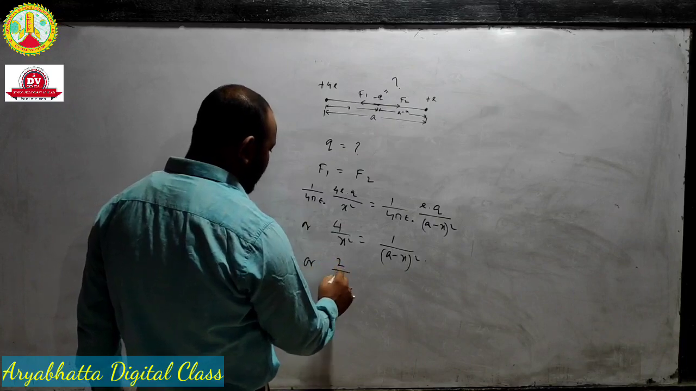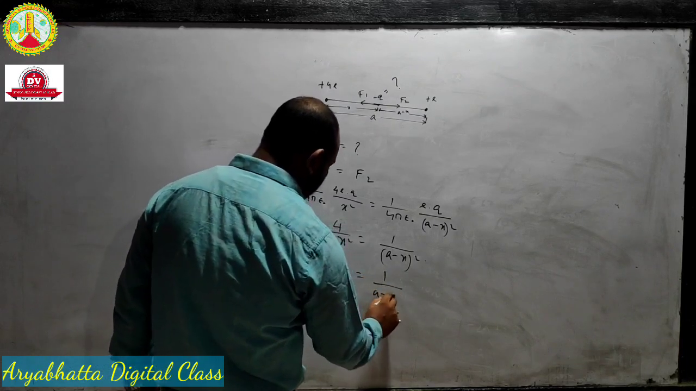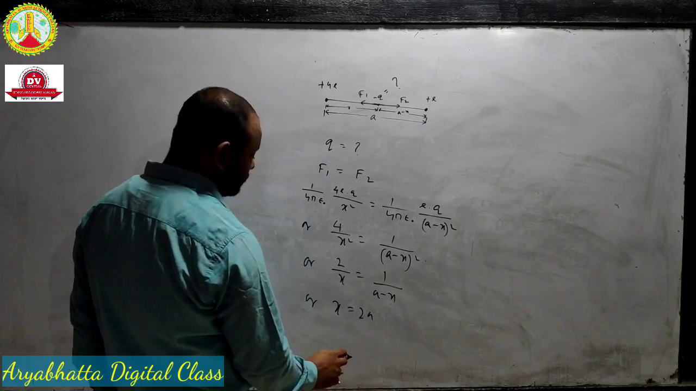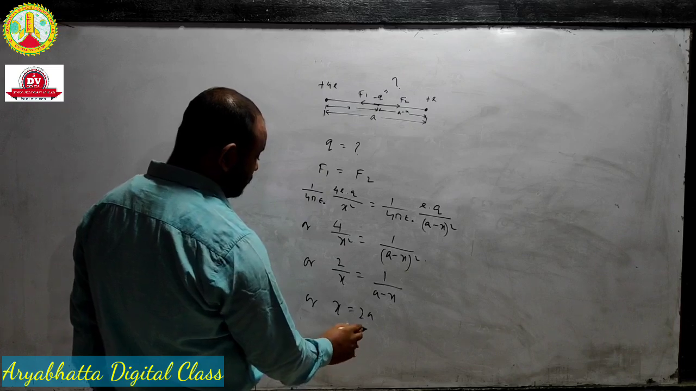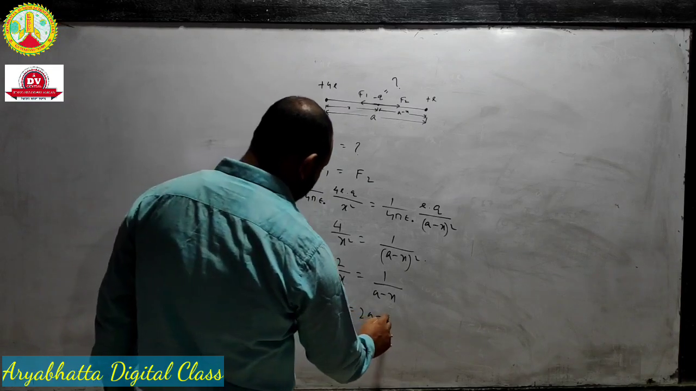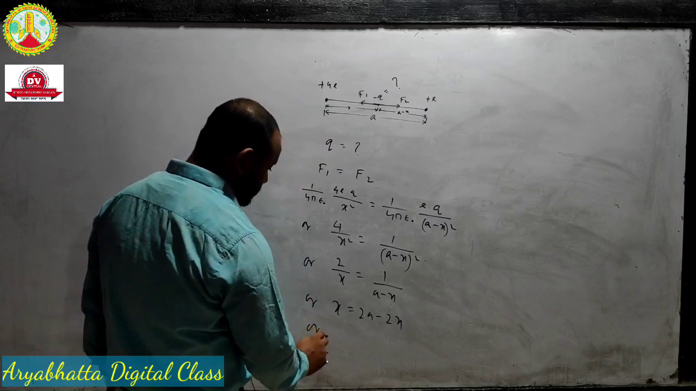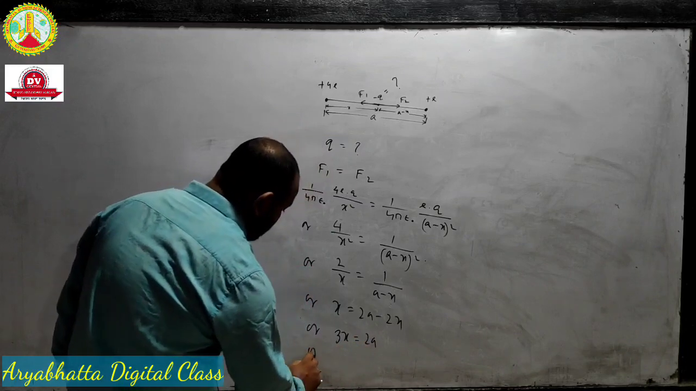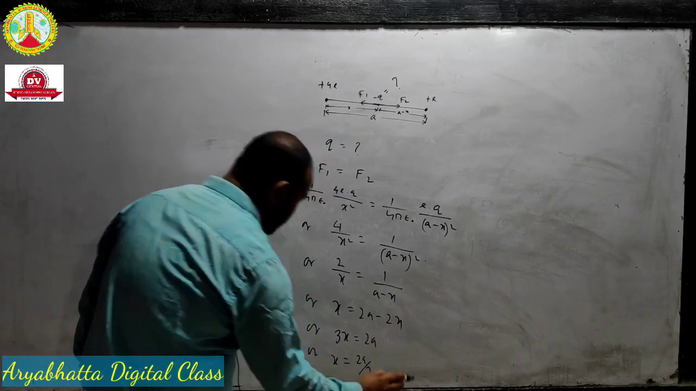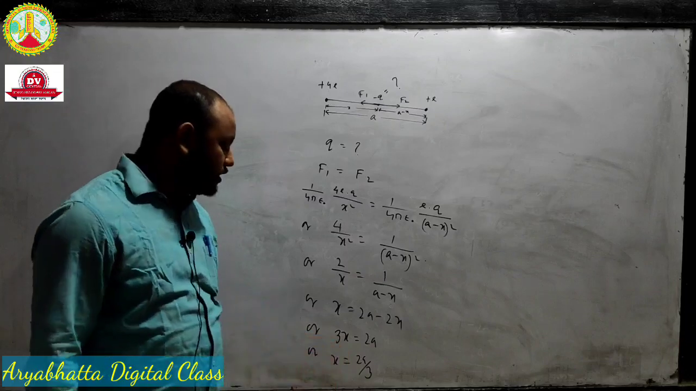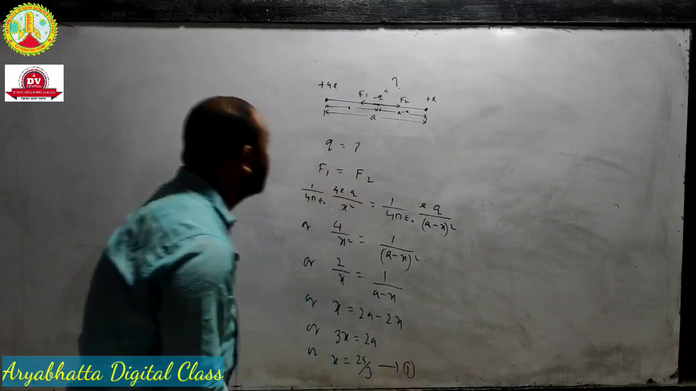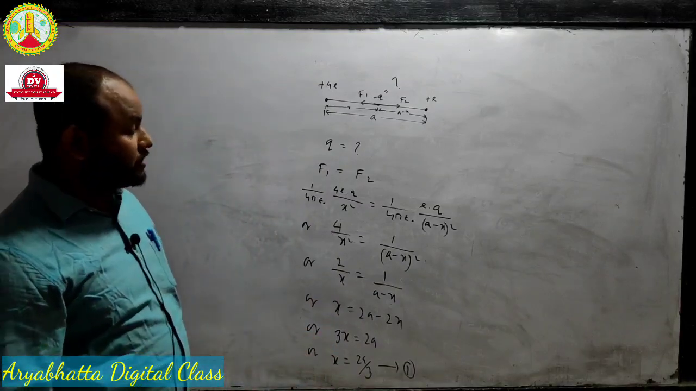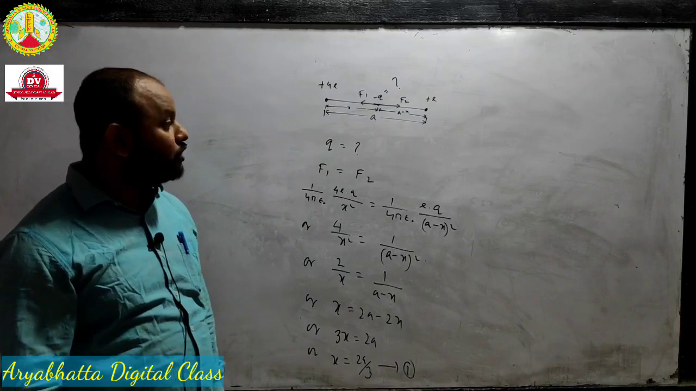Or it will be 2 by x equals 1 by (a minus x), or x will be twice a minus twice x. Twice x is equal to twice a, so x is equal to twice a by 3. This is our equation number 1. That means if we put that negative charge minus q at a distance twice a by 3, it will be in equilibrium.